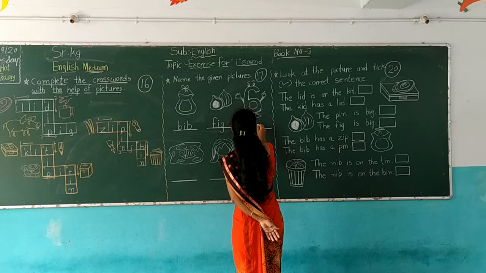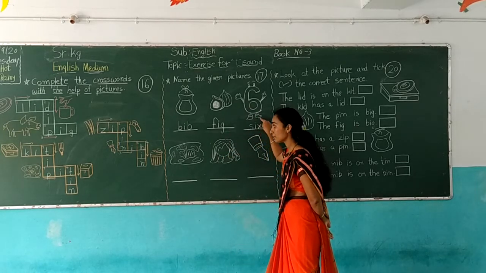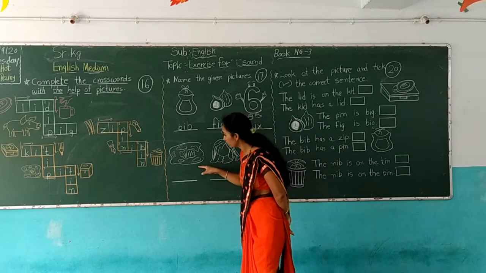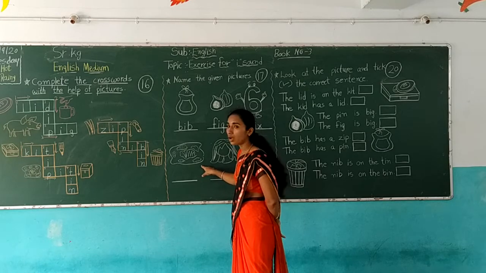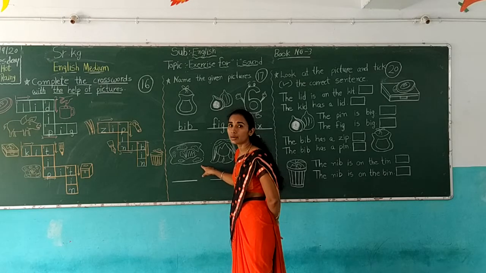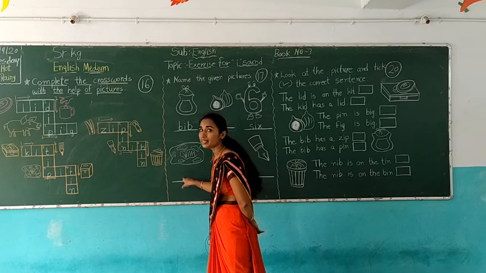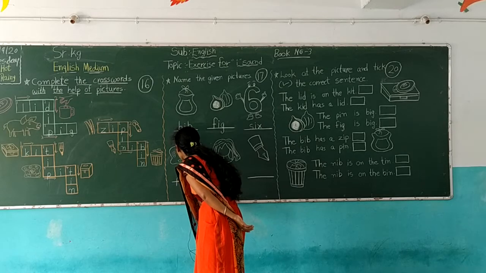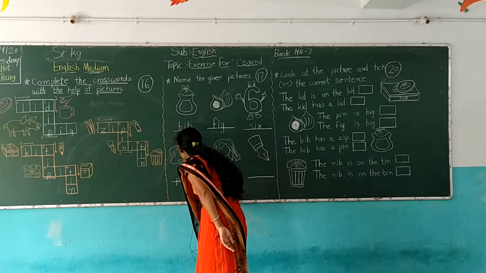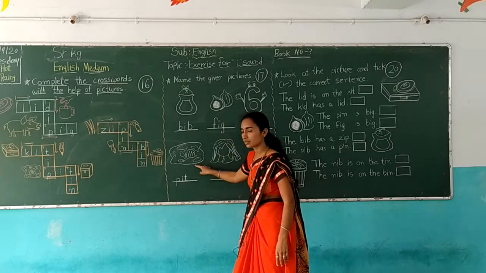Sa-x-six, six. And here, which picture is this? Pit. Pa-it, pit. So here we write pa-it, pit. Pa-it, pit.